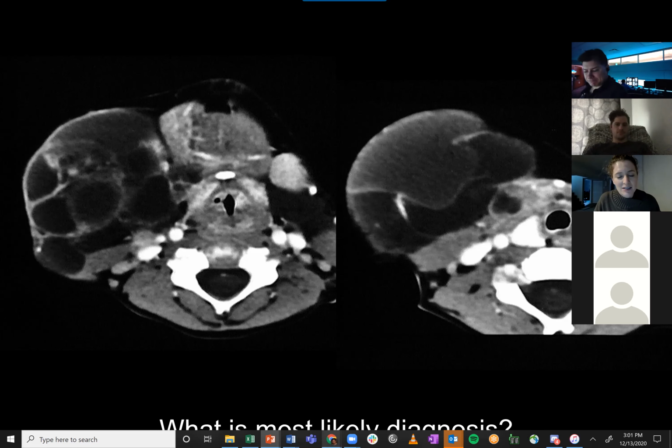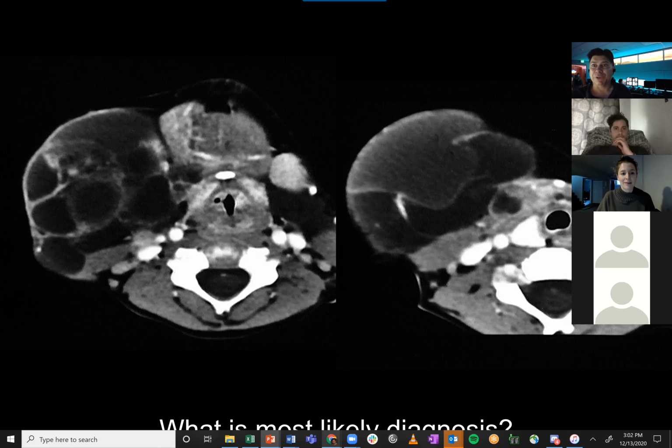We see this multiloculated, so these are two contrast enhanced axial images through the neck, through the soft tissue neck. We see this enlarged soft tissue mass that has multiple compartments, enhances with heterogeneous enhancement. It looks like it's transspatial. So I'm wondering if this is like a lymphatic malformation. A venolymphatic malformation.